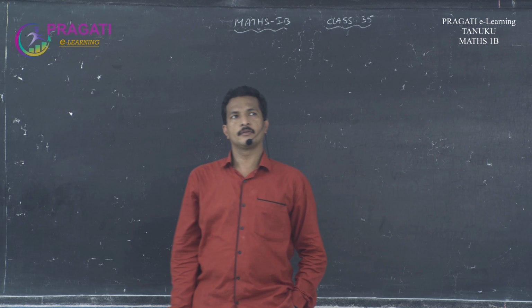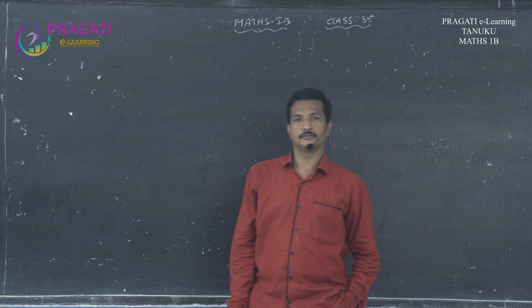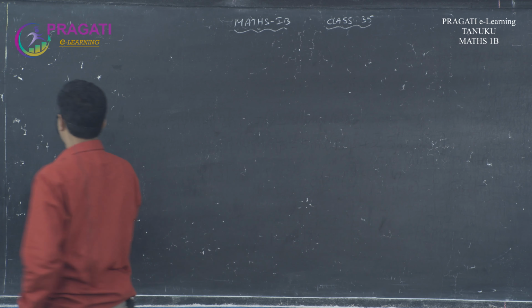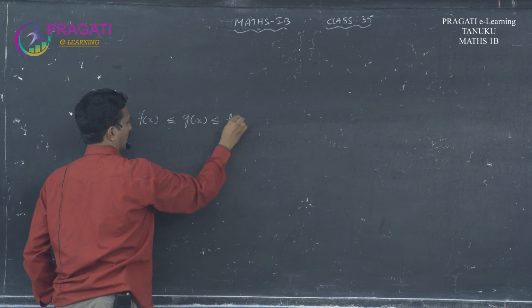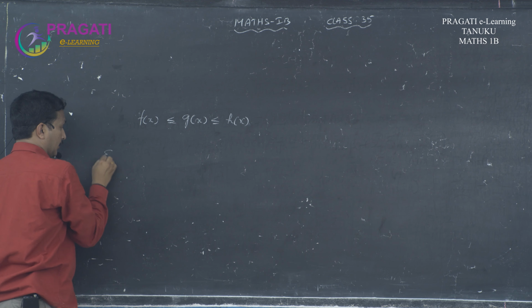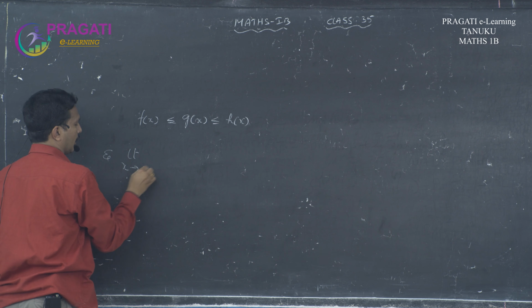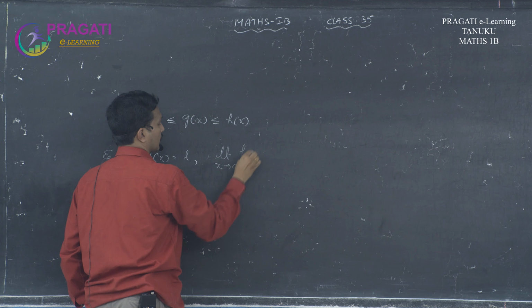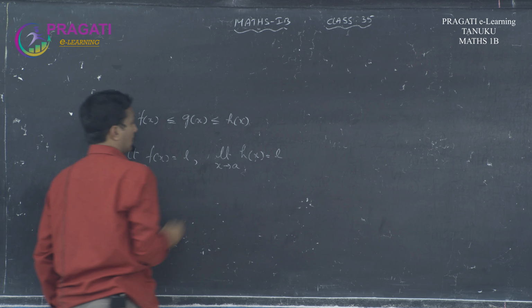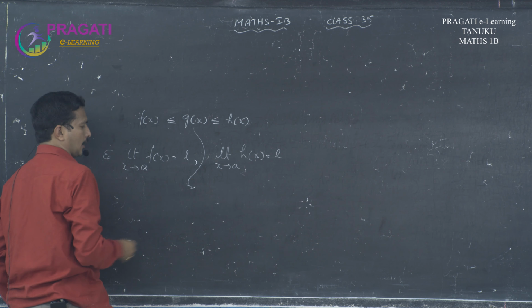In the previous class, we discussed the sandwich theorem. Here, the sandwich theorem is: f of x less than or equal to g of x less than or equal to h of x, and limit x tends to a, f of x is equal to L, limit x tends to a, h of x is equal to L. Then automatically the middle value, limit x tends to a, g of x, is equal to L.